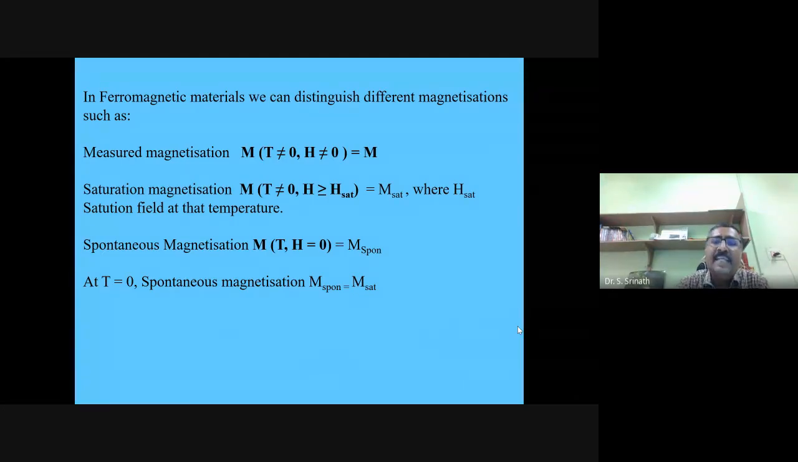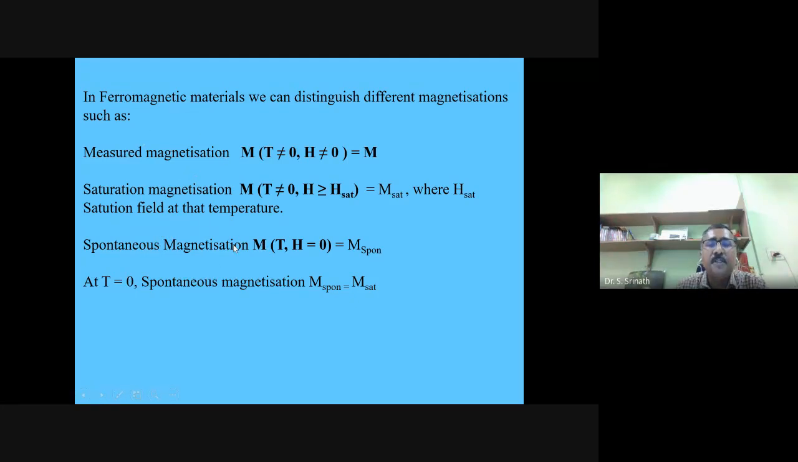I should have actually put T less than or equal to Tc there also. It will be there up to Tc, and H is not equal to zero. You don't need to apply any field to it. But can I measure it? Experimentally, I cannot measure unless I apply a field. So if I measure, what do I get? I get actually the measured magnetization, not this. So this will be derived from the measured magnetization.